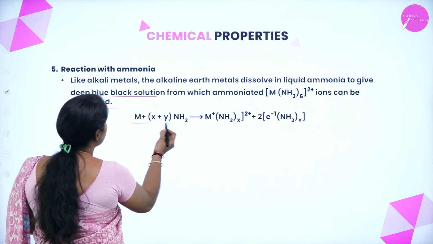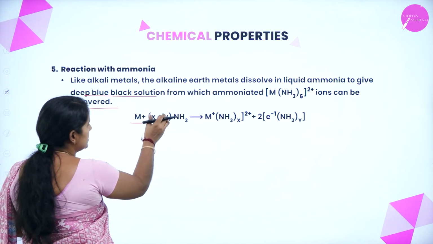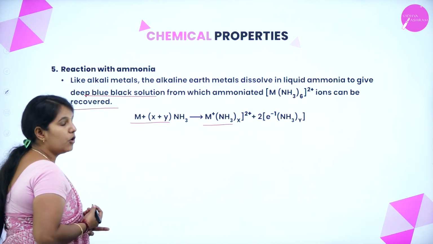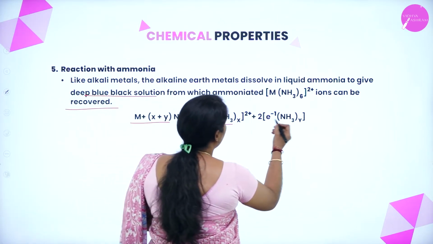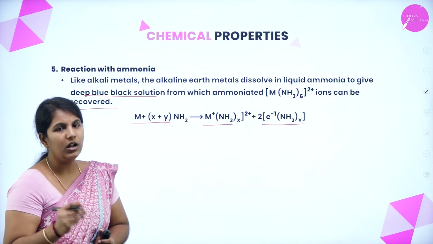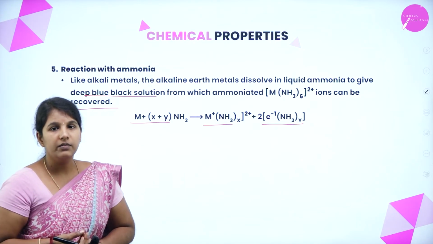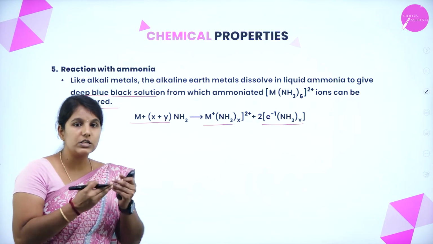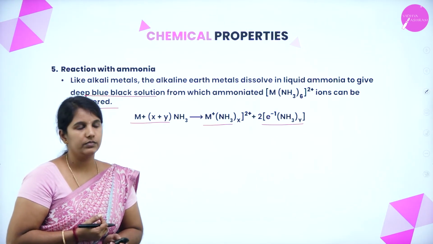So here you can see that this is my metal reacting with ammonia, forming what? Metal ammoniated ions as well as ammoniated electrons. You can see that both positively and negatively charged species are developed when it is dissolved in ammonia. Remember, during this complex formation, it gives the blue-black color.